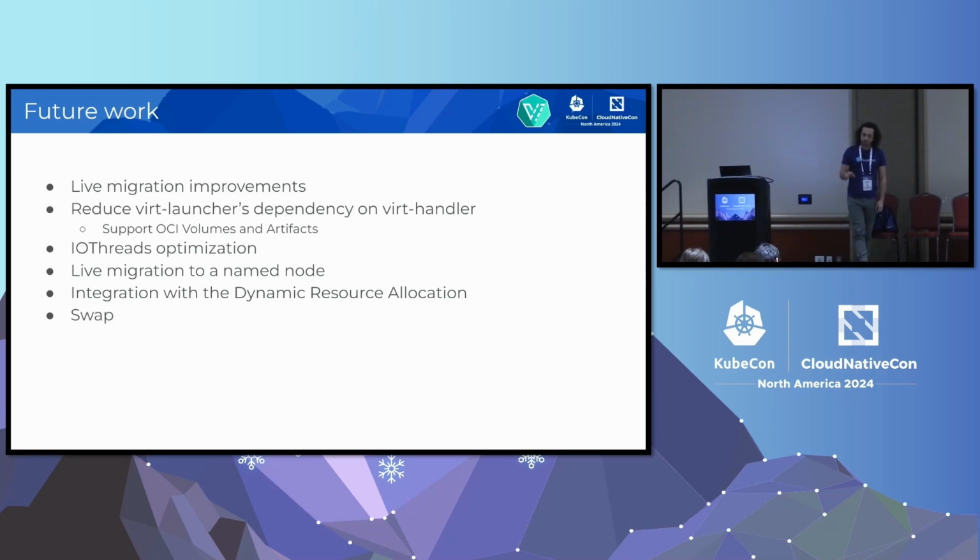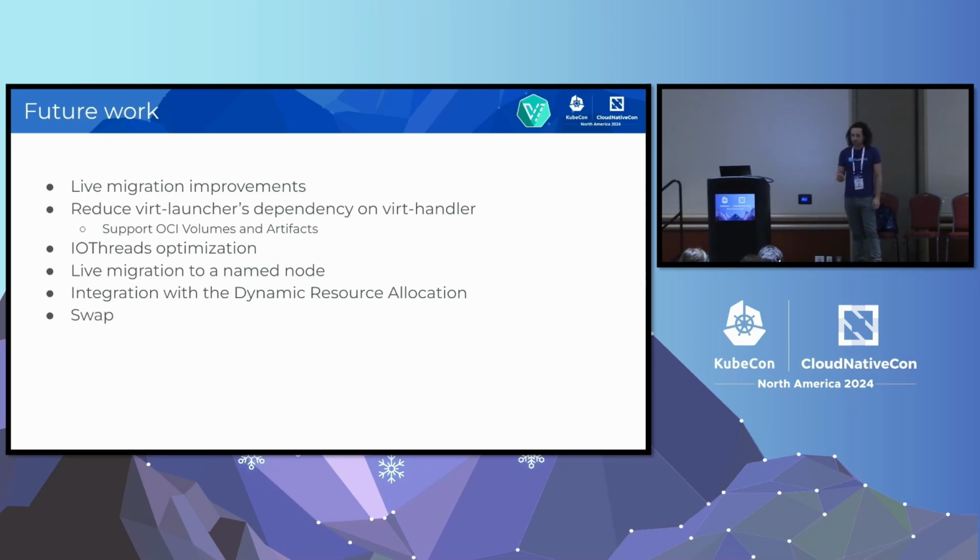This year, there was some IO thread optimization work that has been done in QEMU and libvirt. And we intend to incorporate those into KubeVirt this year. Another feature that is going to land soon will allow our cluster administrators to migrate workloads to specific nodes. This is something that wasn't permitted previously, and now it's going to land soon.